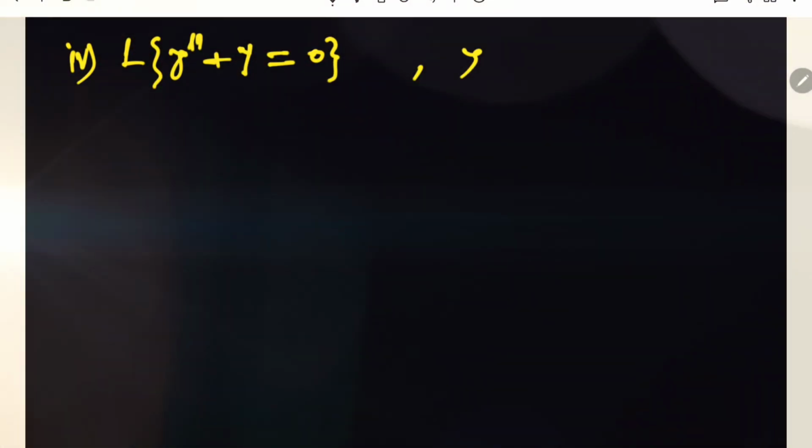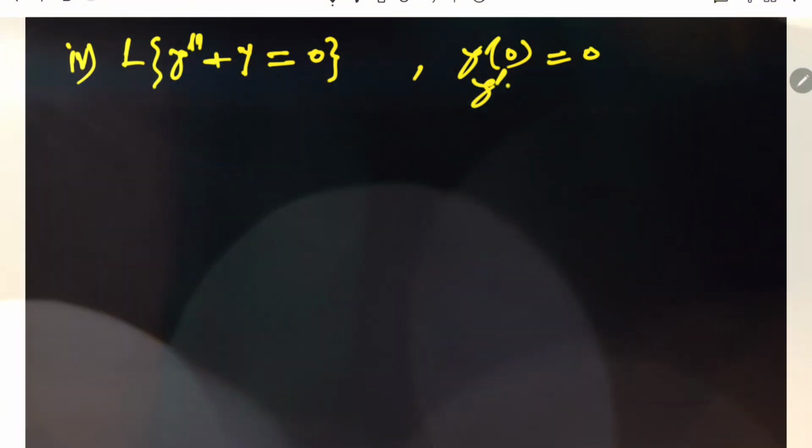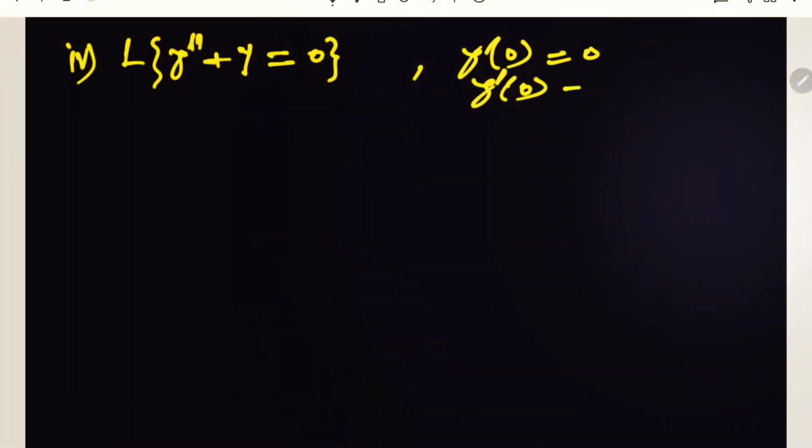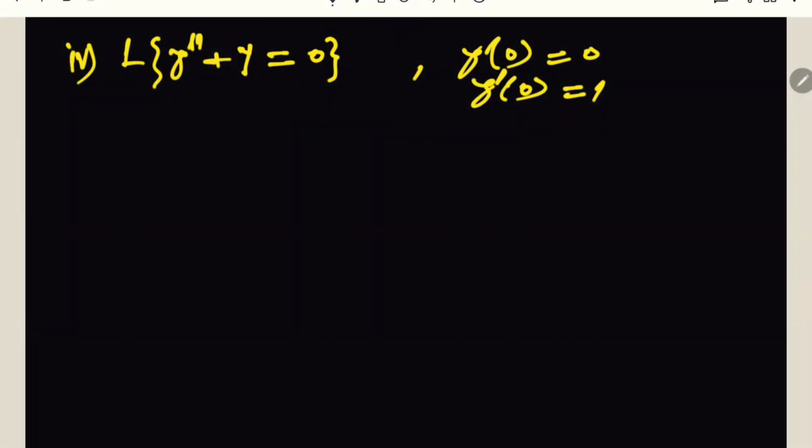And then the last example, the main use of this Laplace of derivatives is to solve differential equations using inverse Laplace transform. Therefore, I am going to explain one example of that type. Laplace of y double dash plus y is equal to 0, with initial conditions y at 0 is equal to 0 and y dash at 0 is equal to 1. Therefore, it is also called the initial value problem.